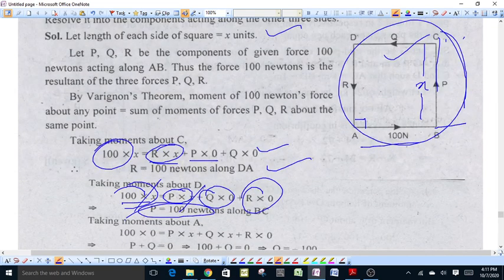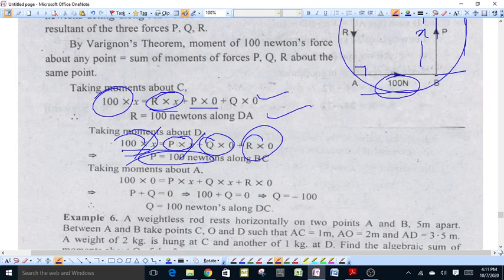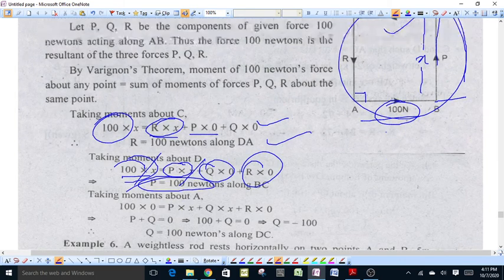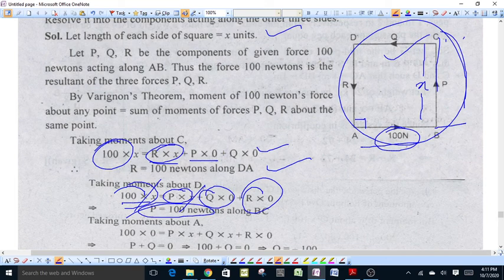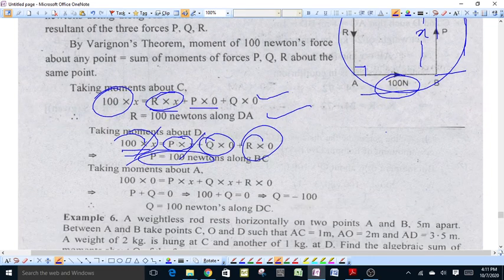Again, taking moment about A, a moment of 100 Newton which acts along AB about A will be equal to 0, because the line of action of this force passes through A. Therefore, moment of force 100 Newton about A will be equal to 0, and moment of force P about A will be equal to P into x, and that of Q will be equal to Q into x, and that of R passes through the point A. Therefore, moment of R about A will be equal to 0.